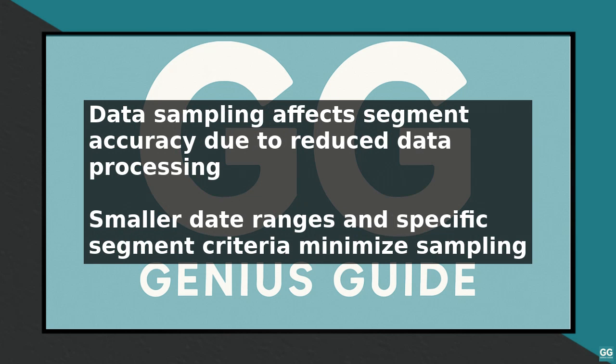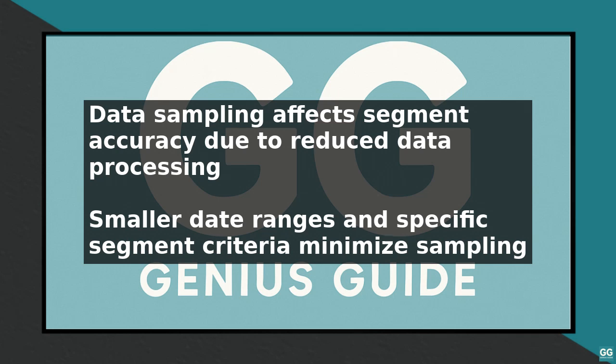Data sampling is another issue that can affect the accuracy of your segments. Google Analytics uses data sampling to reduce the amount of data processed, which can lead to inaccurate results. To minimize data sampling, try to use smaller date ranges and more specific segment criteria. Additionally, consider using the unsampled reports feature, which provides more accurate data, but may take longer to process.